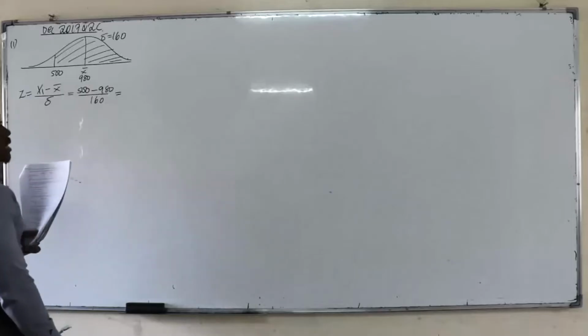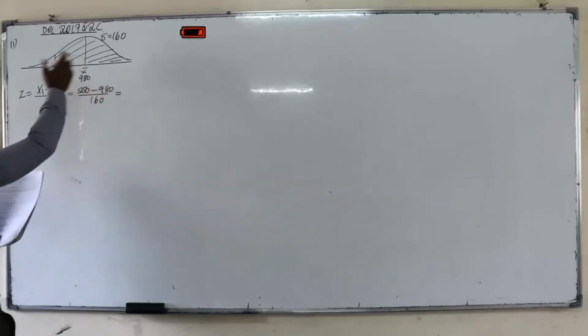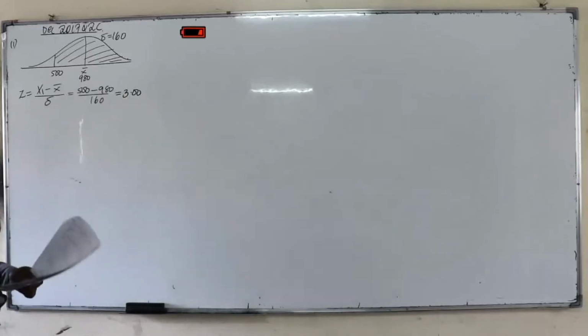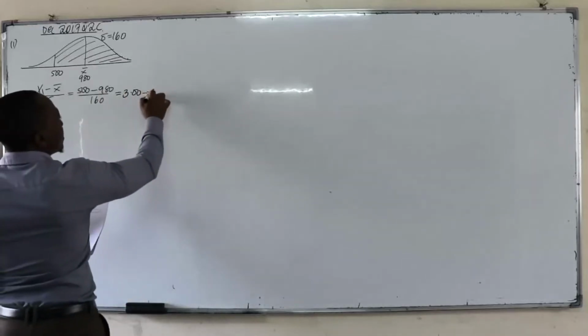You ignore the sign, just ignore the sign. Negative means it's on the other side. You get 3.3. Just 3. So it's equivalent to 3.00. It should be to two decimal places. Then you read this one from the table.